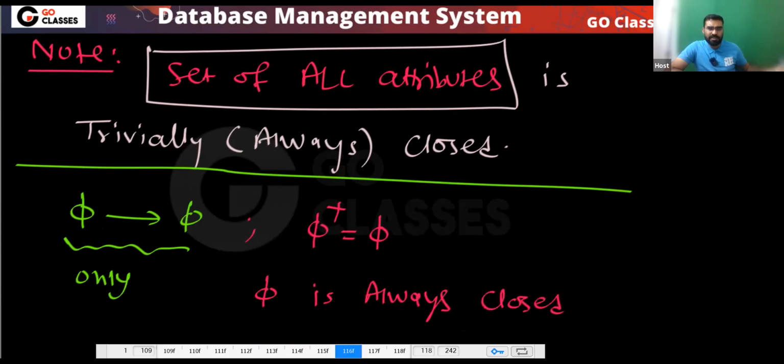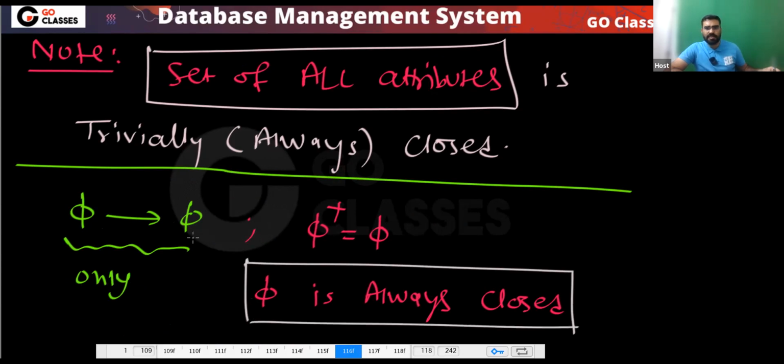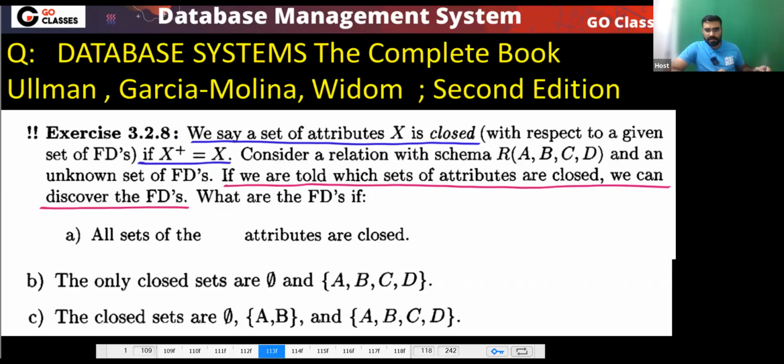So this information cannot help you decide that a set is closed. The empty set is always closed, and the set of all attributes is always closed. So these two are trivial. Now let's see this question. The question is saying all sets of attributes are closed. Let's see part 1.